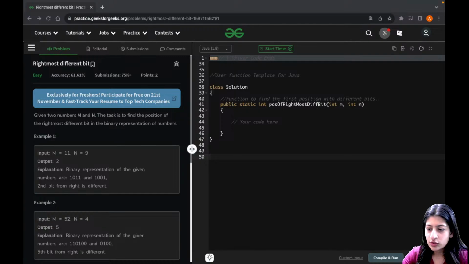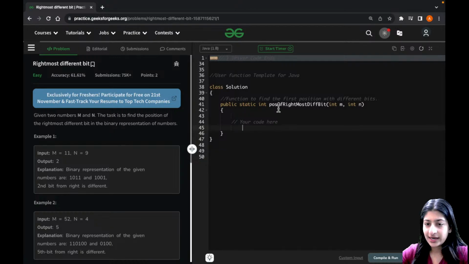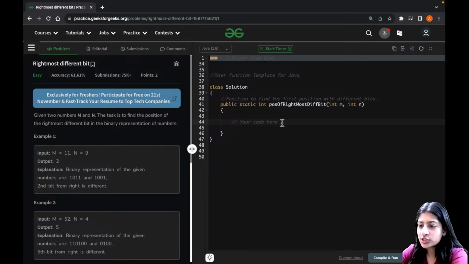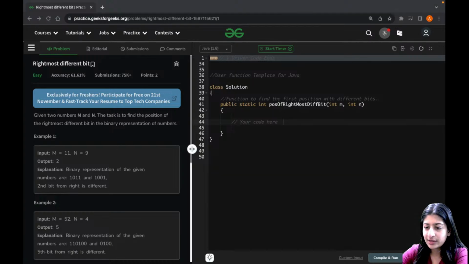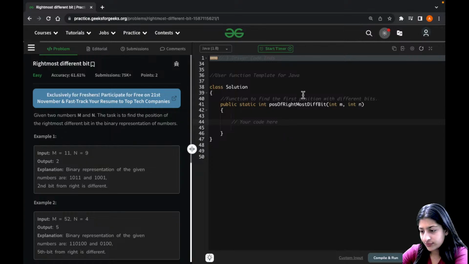Fine. So moving on, let's write the function. So this position of rightmost is doing nothing, but it is making a call to the ffs function. What is that function? Before that, it is taking int x as equal to m bitwise XOR n. This is what you are passing.